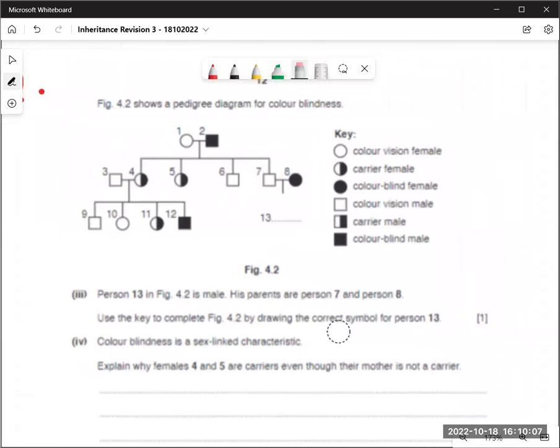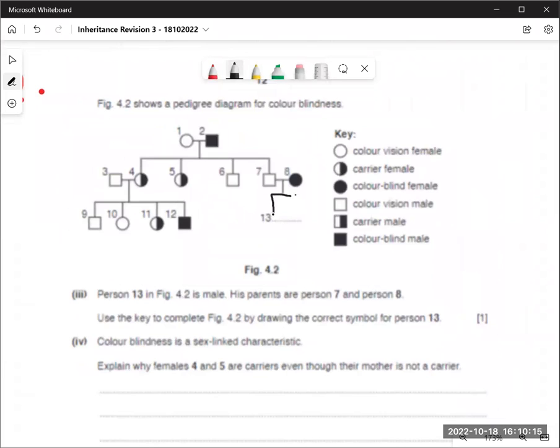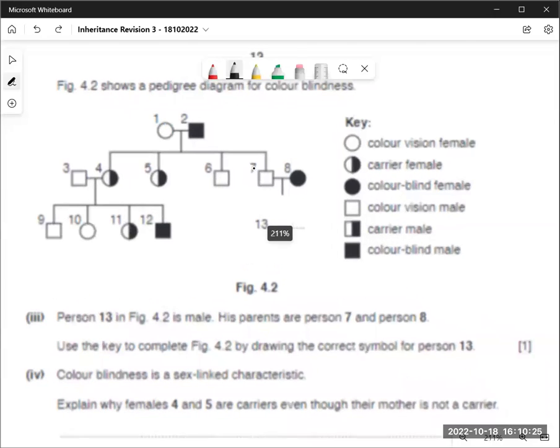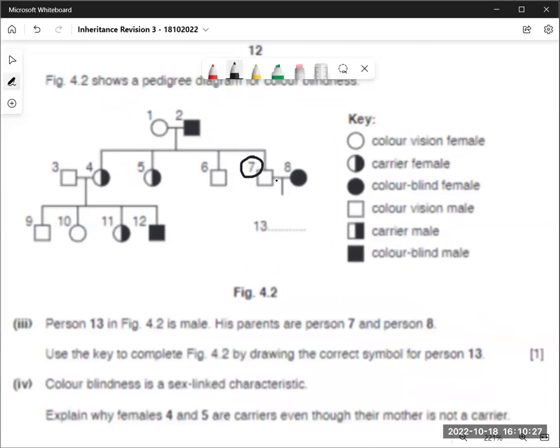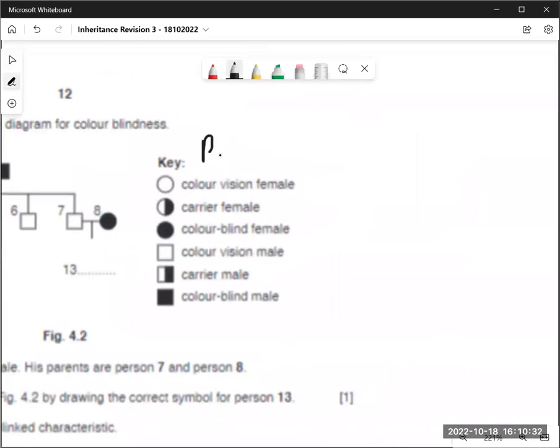How do I find the correct symbol for person 13? What will person 13 be? Will that person be a circle, a square, or what? So how do we go about this question? First thing first, let's look at the parents. These are the key given. These are the phenotypes given. Tell me the genotype for all of these, quick. The first one, Diana, tell me. Rachit, second one.